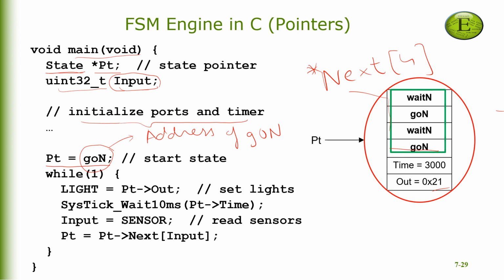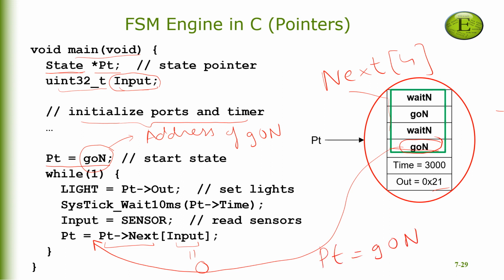So in order to have access to the next, again PD arrow next, and which element do we want to refer to, that is specified by the input. So if, for example, input is 0, we are going to get GoN, and we are going to put PT equal to GoN. However, if the input was 1, then PT is set equal to waitN. And this is how it goes on and on.